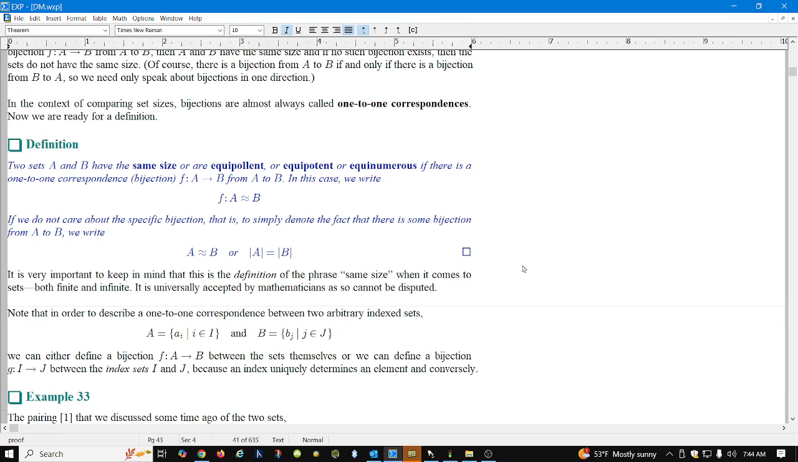And again, for emphasis, this is the universally accepted definition for what it means for two sets to have the same size. And a phrase like two sets have the same size if they have the same number of elements is not precise, and you should avoid it, at least in a mathematical context. It's not too bad for finite sets, but you still have to explain what you mean by the number of elements in a set, but it's kind of fatal for infinite sets.